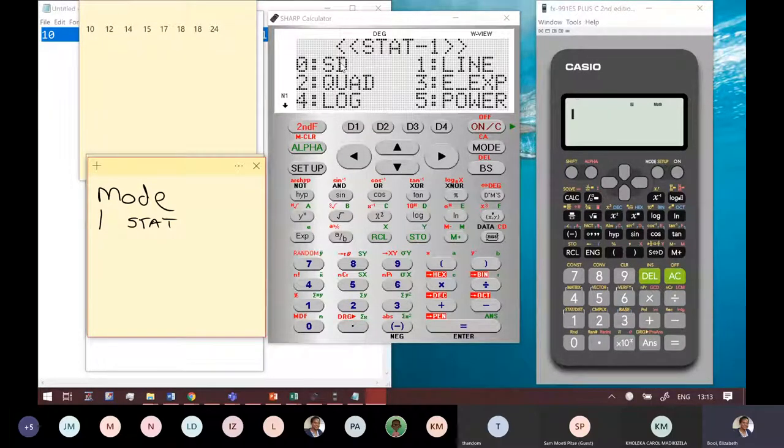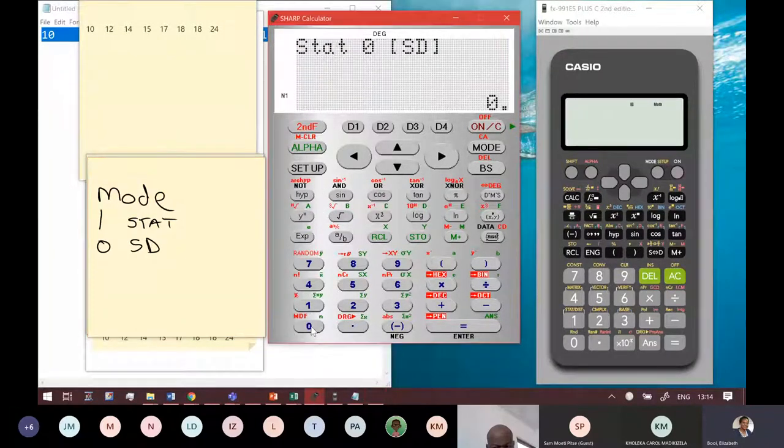So 0 for SD. We're going to be using SD for standard descriptive statistics. And those who do MES can use it for doing the quad, the logarithm. Later on, when we do chapter 12, we will use it for doing the linear regression using the line and so forth. So for today, we're only going to use 0 for SD. So you just press 0 and your calculator will be in stat mode 0 at the top. It will show you like that.